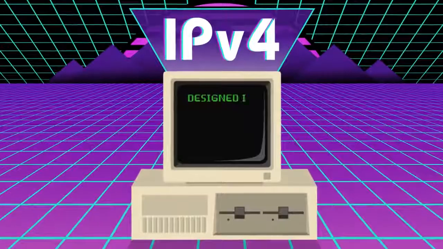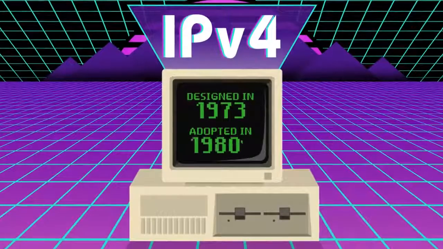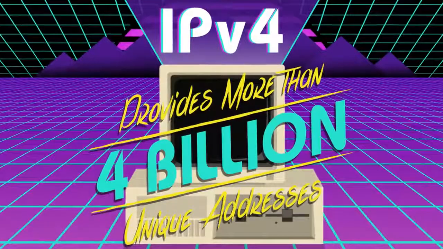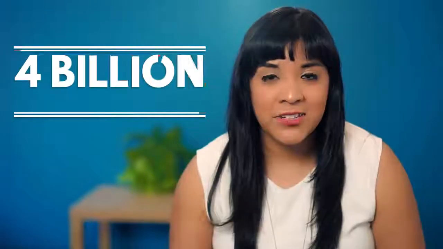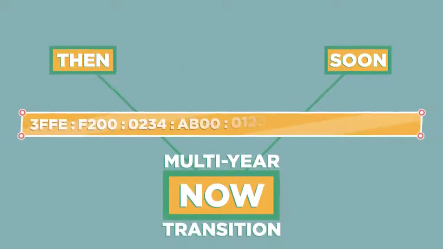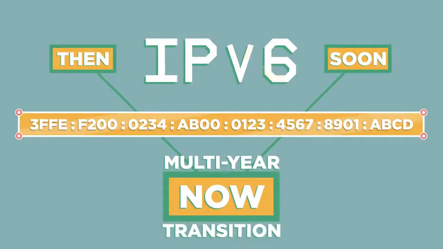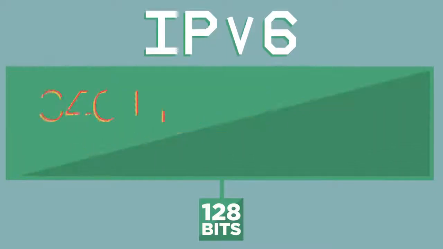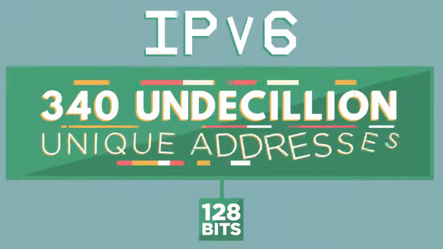It was designed in 1973 and widely adopted in the early 80s, and provides for more than 4 billion unique addresses for devices connecting to the Internet. But the Internet has turned out to be much more popular than even Vint Cerf imagined, and 4 billion unique addresses won't be enough. We're now in the middle of a multi-year transition to a longer IP address format called IPv6, which uses 128 bits per address and provides over 340 undecillion unique addresses. That's more than enough for every grain of sand on Earth to have its own IP address.